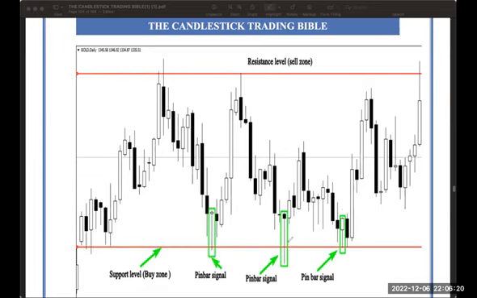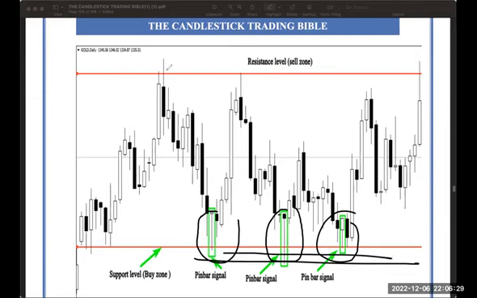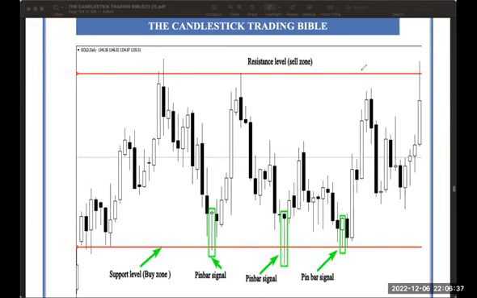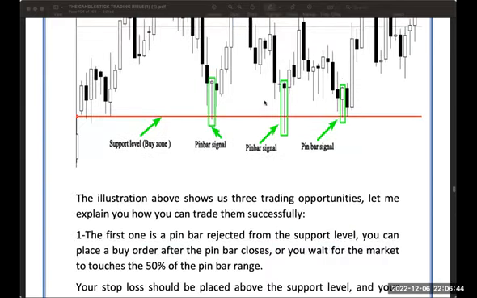Support level, buy zone, pin bar signal, pin bar signal. So you can see the pin bar candles here. They signal buys while you're on the support zone. And the opposite is true. If you see a pin bar on the top side, then you can basically take your sell from the top side if you see a pin bar there. Okay, let's go down with it.